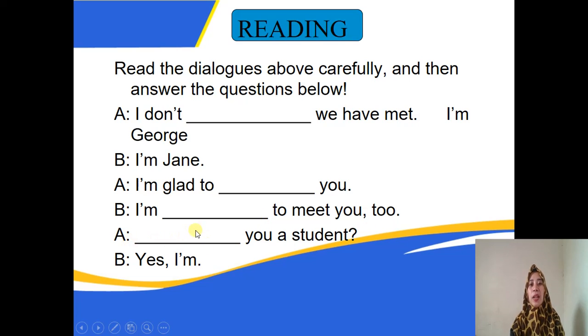And then the last one. You a student. What is the answer? Yes, the auxiliary verb: Are you a student? Yes, I am. Okay, let us practice these dialogues by using rising intonation and falling intonation.